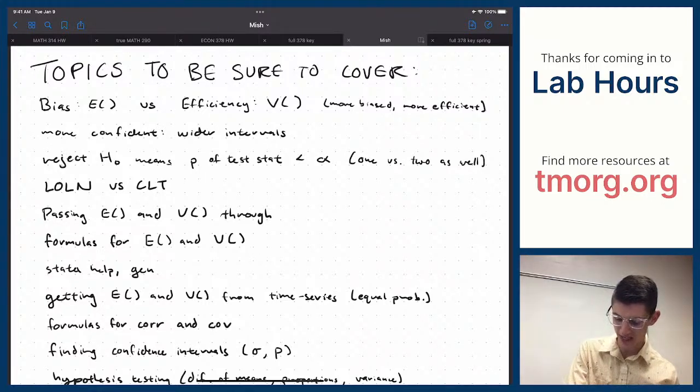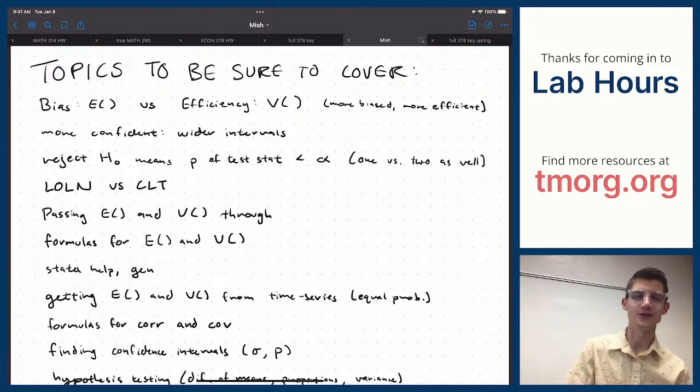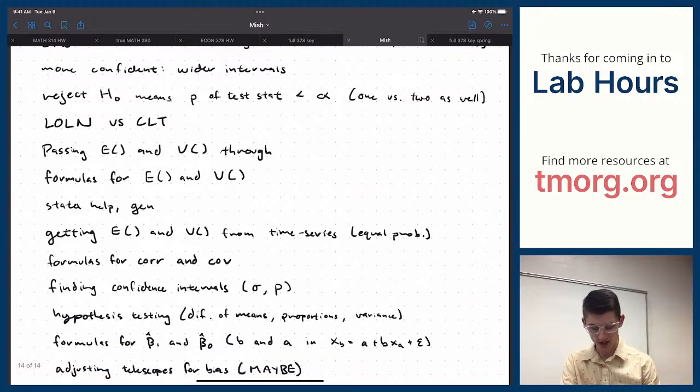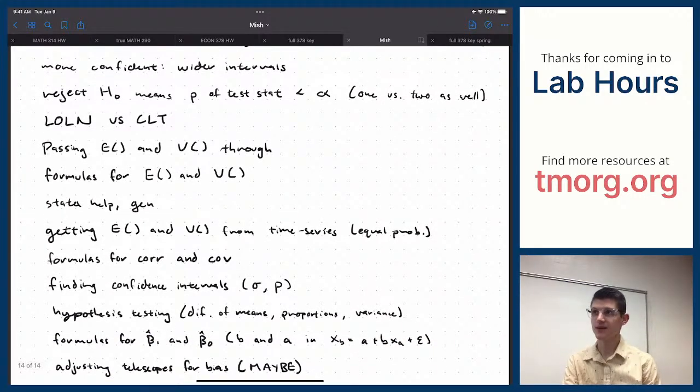We're going to talk about bias and efficiency and how they met. From what I understand, yesterday you had kind of a longer review of correcting bias than maybe you were meant to, so we probably won't touch on that one super much. But we're going to talk about how being more confident means you have wider intervals.